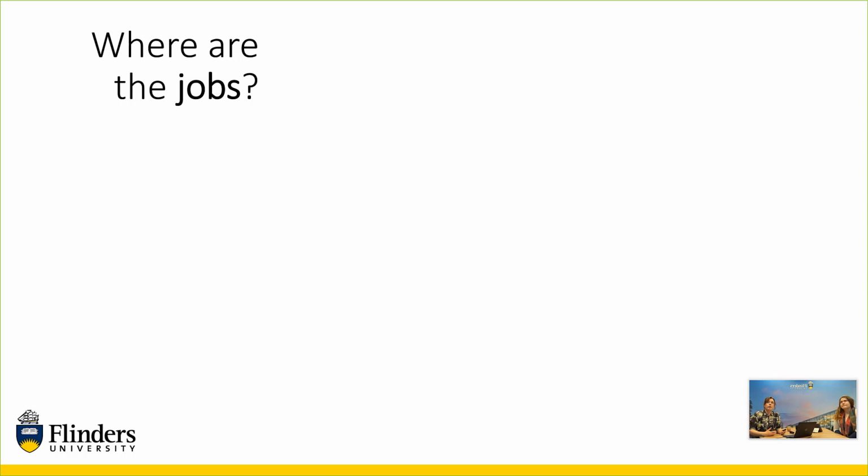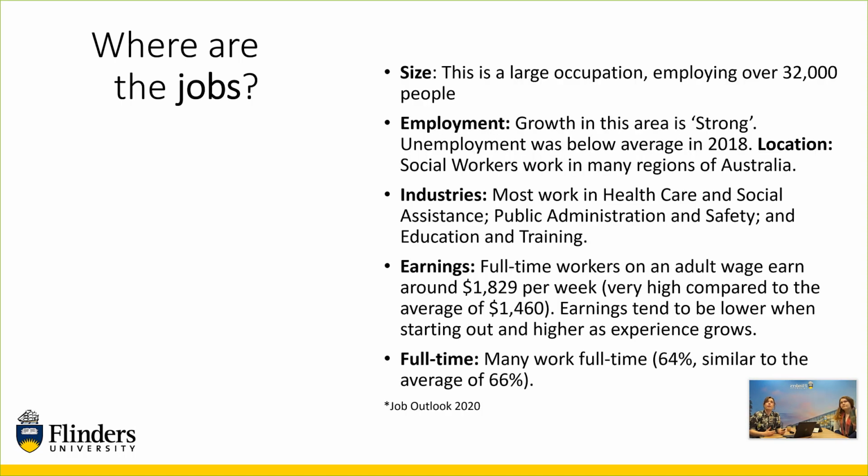What about social work careers? Well, where are the jobs? The field of social work is a large occupation employing over 32,000 people. Growth in this area is considered strong. Unemployment was below average in 2018, and social workers work in many regions of Australia. The most common industries for social work are healthcare and social assistance, public administration and safety, and education and training. Earnings are looking pretty good, so full-time workers on an adult wage can earn around $1,800 per week, which is very high compared to the average of $1,460 per week.